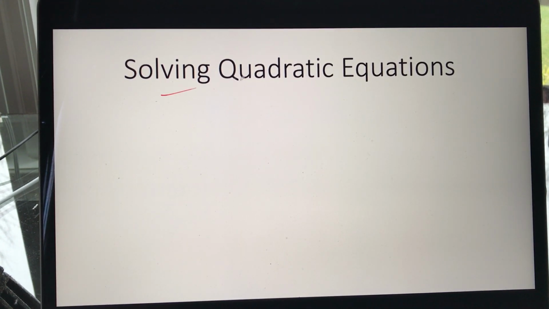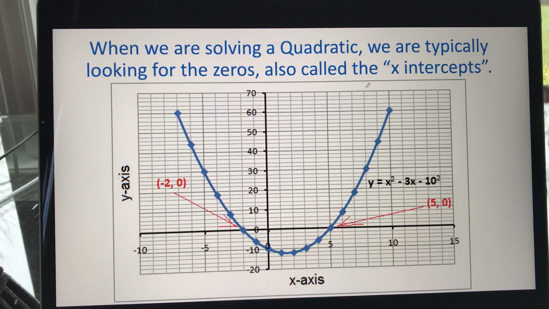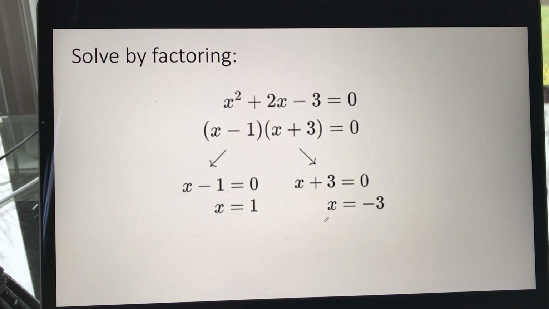Now we're going to talk about solving quadratic equations. When we are solving a quadratic, we are typically looking for the zeros, or what we call the x-intercepts. Okay, to solve a quadratic equation, we're trying to find this value, or this value, the x-intercepts. Now there's a couple ways to do this.